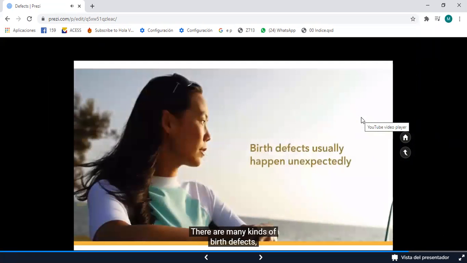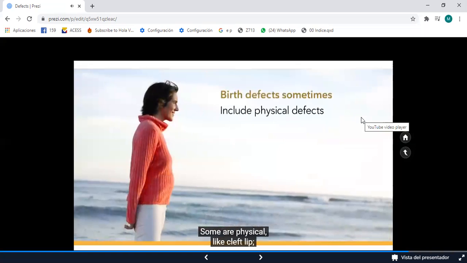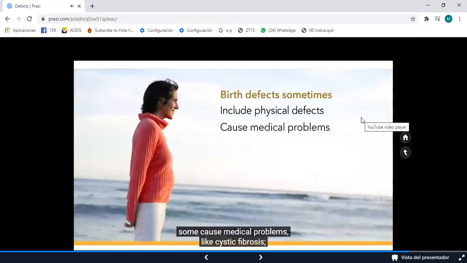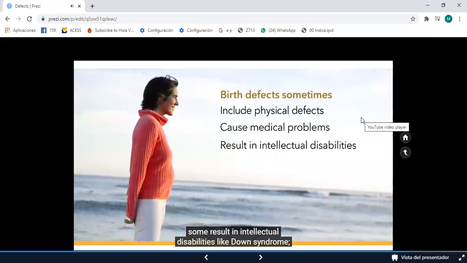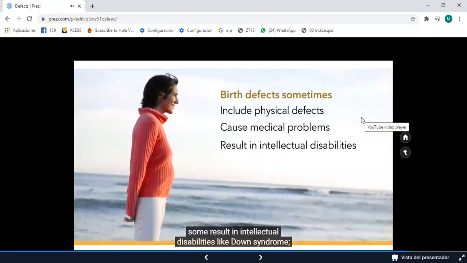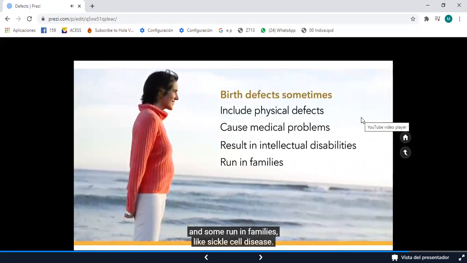There are many kinds of birth defects, and usually they happen unexpectedly. Birth defects can range from very mild to more severe. Some are physical, like cleft lip. Some cause medical problems, like cystic fibrosis. Some result in intellectual disabilities, like Down syndrome. And some run in families, like sickle cell disease.